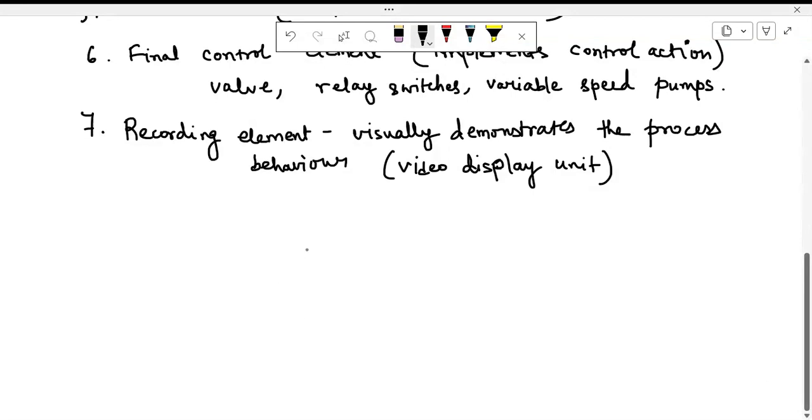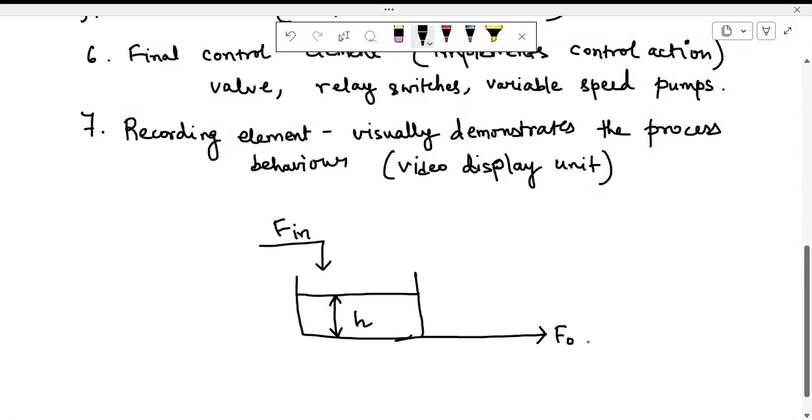Now let us visualize this through a small example. Say you have a tank wherein there is a liquid and the height is h. There is an input flow rate, say F in, and there is an output flow rate, F out. Now my target is to maintain this height at a desired level. So to do that, this is basically the process equipment, that is the tank.